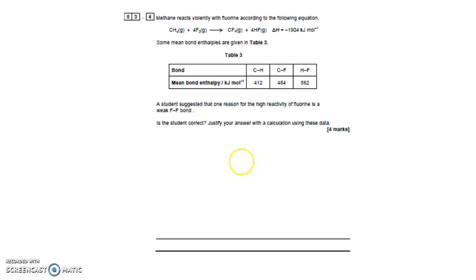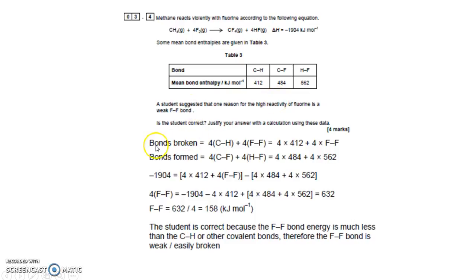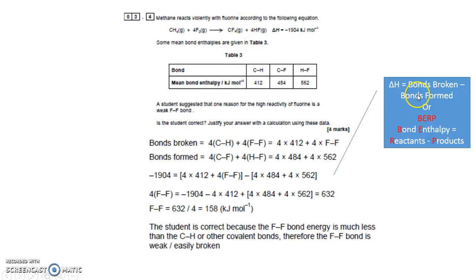For a bond enthalpy question, you can say that the bonds broken, i.e. the reactants get their bonds broken. On the right hand side they get their bonds formed. Another way of doing it is, bonds broken take away bonds formed. I sometimes say BERP, bond enthalpy of the reactants take away the products, that's the bond enthalpy that we're trying to work out, equals the bond enthalpy of the reactants, take away the bond enthalpy of the products.